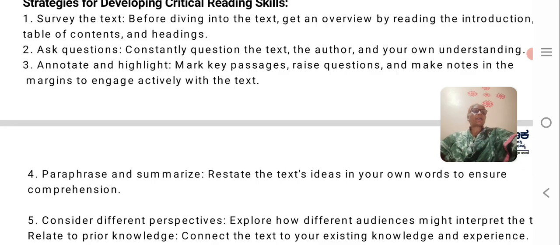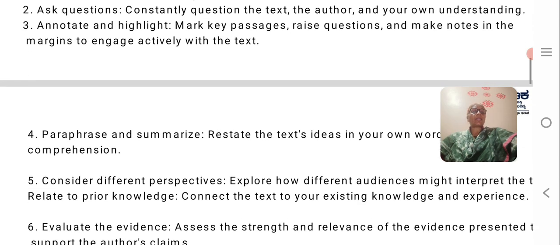Consider different perspectives from which the text could be analyzed. Explore how different audiences might interpret the text in relation to their prior knowledge. Connect the text to your understanding or to existing knowledge and experience.